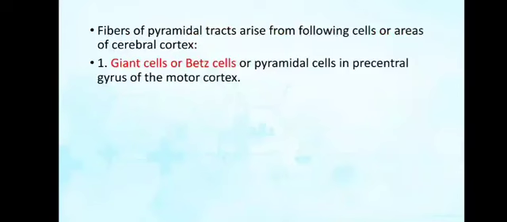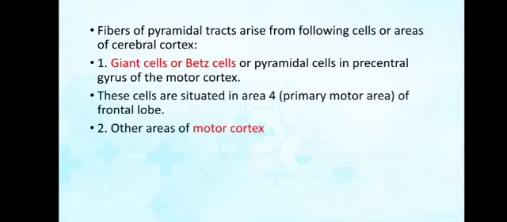Now let us discuss the origin, course and termination of pyramidal tracts. Fibers of pyramidal tracts arise from the following cells. The first one is giant cells or Betz cells or pyramidal cells in the precentral gyrus of the motor cortex. These are situated in area 4, the primary motor area of the frontal lobe.